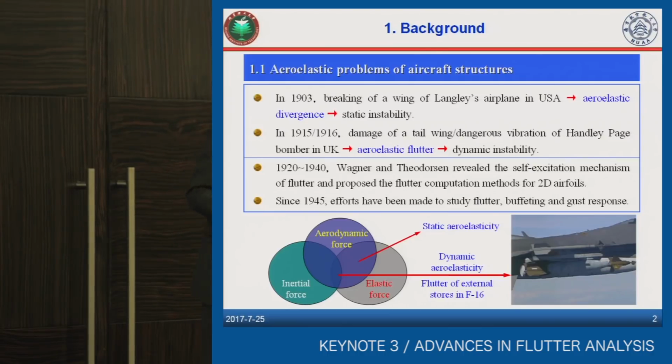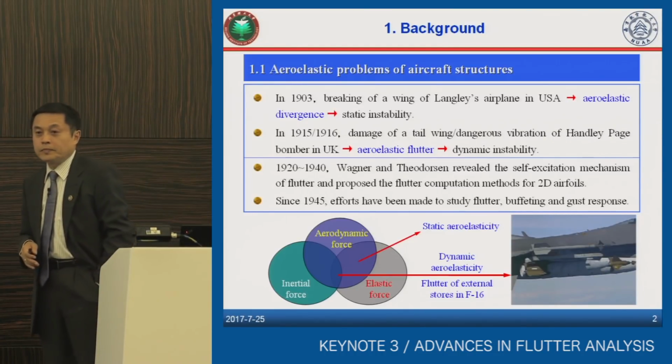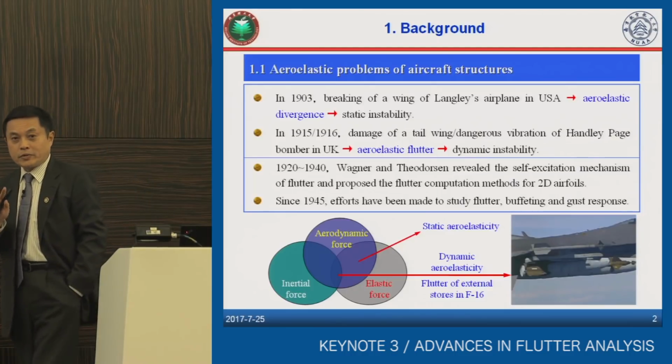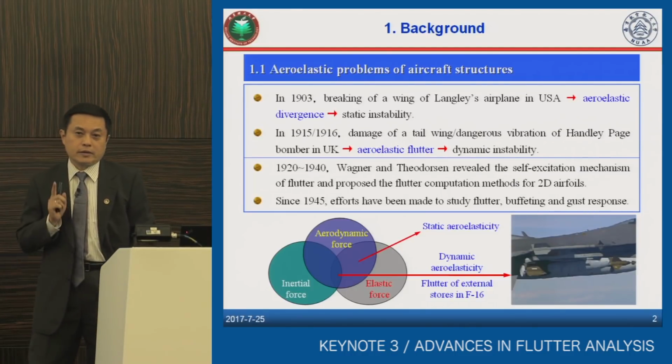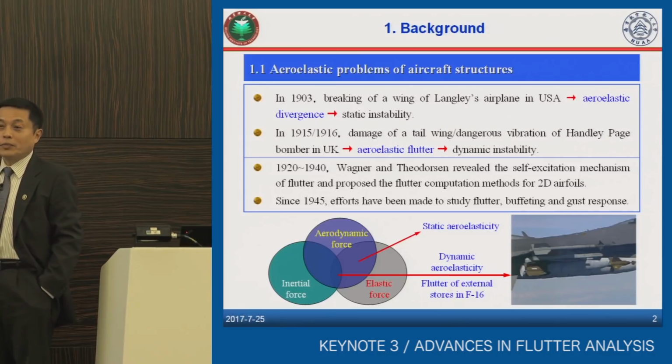Then a dozen years later, say in 1915 or in 1917, flutter, a kind of dynamic aeroelastic problem, was observed first in England on the well-known Handley Page O/400 bomber. Actually, there are two stories about this problem. The first story said that there was damage to a tail wing of the bomber due to the flutter in 1915. The other story said that it was the flutter between the fuselage of the airplane and the elevator. I don't know who's correct. However, the newest version of the Encyclopedia of Aerospace Engineering said the first story.